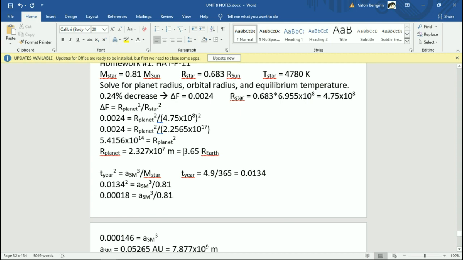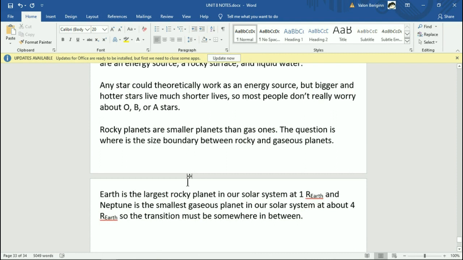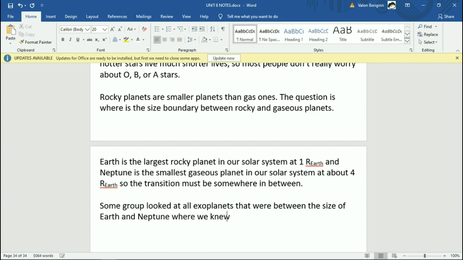But what if, for example, I had a planet that was twice the size of Earth? Well, is that rocky? Is it gaseous? I don't know, right? I've only actually seen this talked about once, and you can maybe look into this because I don't remember the details, but some group looked at all exoplanets that we found that were between the size of Earth and Neptune, where we knew both their radii and their masses. Okay, so if we know both of these, then we can find their densities.